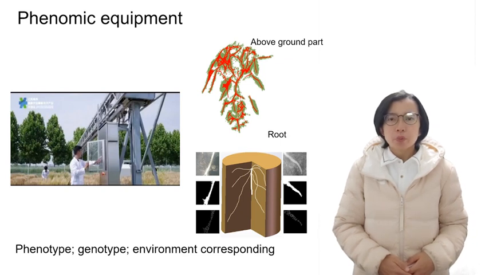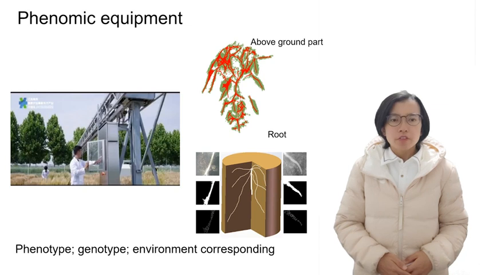Have you heard about the word phenomic? In fact, it is a combination of phenotype, genotype, and environment. We can also say phenotype, genotype, and environment correspond to each other. Here in our study, we mostly focus on the phenotype. It includes the above ground part and the underground part. We can also say the root part. For the above ground part, we can use LIDAR, radar, and infrared sensors to measure it.